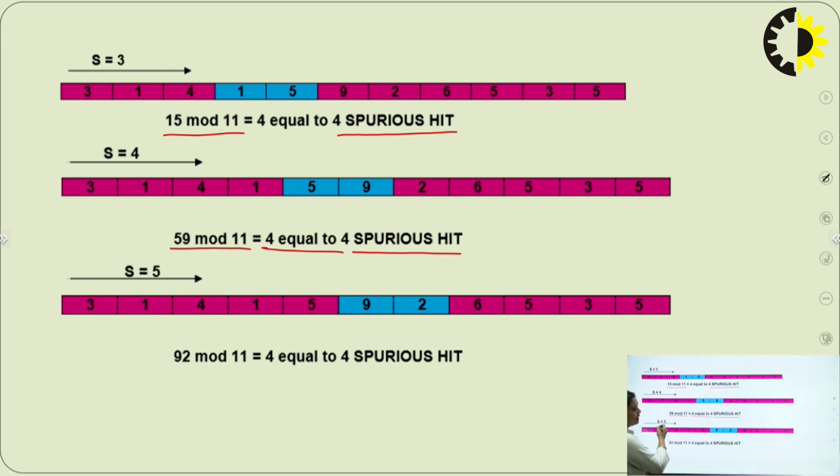In the next shift, 5, the value is 92. Again we calculate 92 mod 11, which is again 4, equal to the hash value of the pattern.